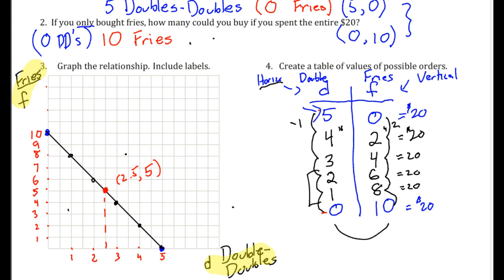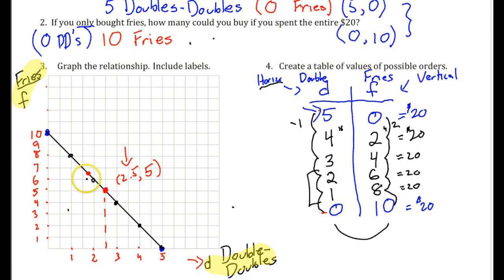What does 2.5 stand for in this problem? So 2.5 is right here on this axis. What's on this axis? This stands for 2.5 double doubles. Can you go to In-N-Out and order 2.5 double doubles? Can't do it. You get 3 by 3. And the question was, can you order 2.5? The answer to that would be no.